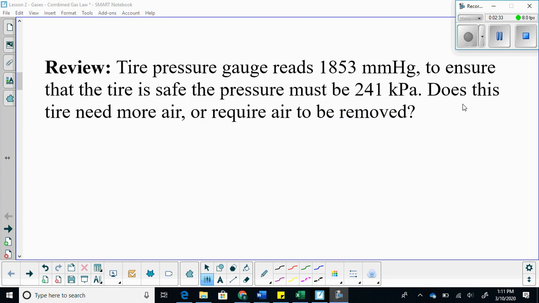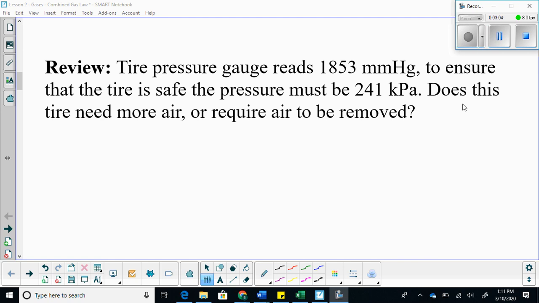So the review question is asking us, tire pressure gauge reads 1,853 millimeters of mercury. Millimeters of mercury is a way to measure pressure to higher accuracy. We measure blood pressure with it. To ensure that the tire is at a safe pressure, it must be at 241 kilopascals. Does this tire need more air or less, or require air to be removed?